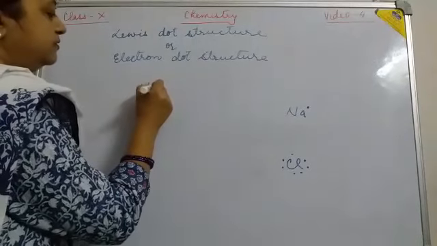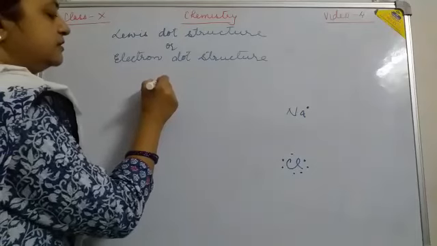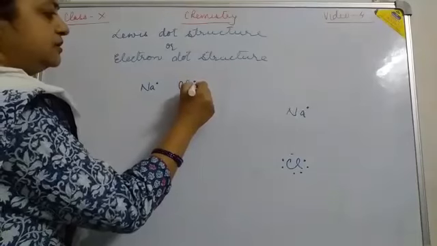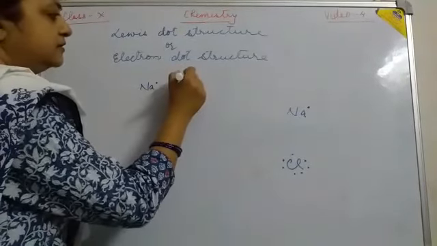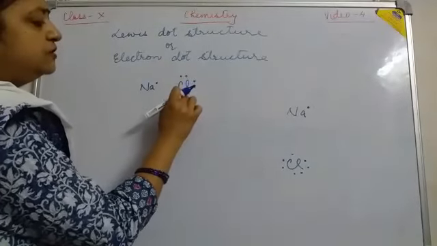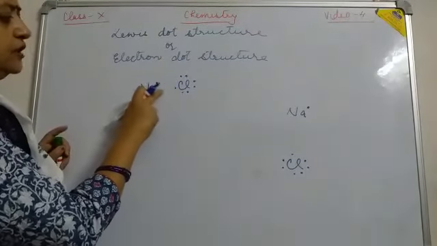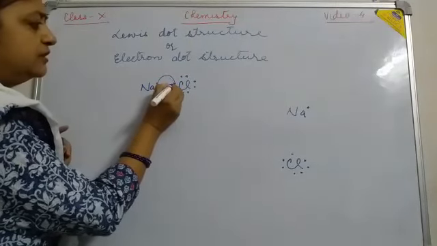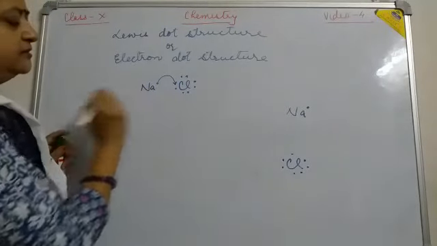Sodium, by losing one electron, forms sodium plus. And the structure of chlorine is like this: 2, 4, 6 and 1, 7. Now, to combine with chlorine, sodium needs to transfer this electron to chlorine. The transfer of electron is denoted by the arrow like this.